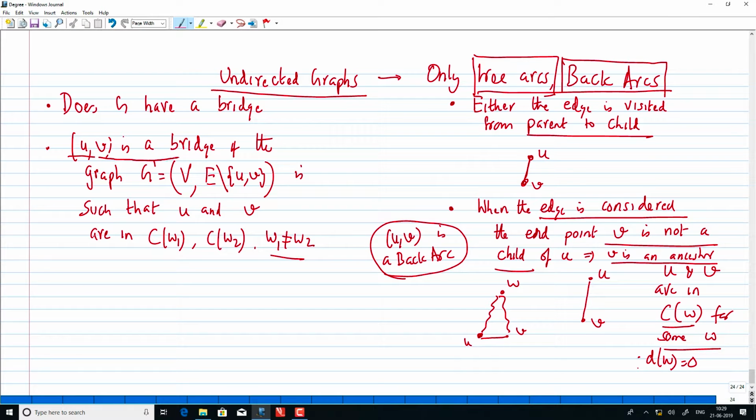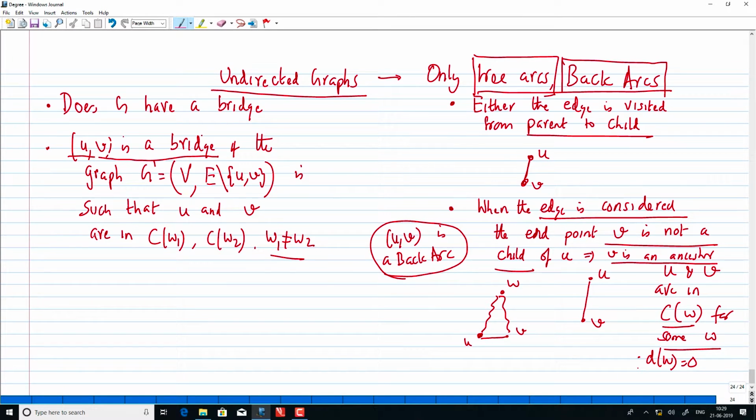So this is the definition of a bridge. I am defining it using the concepts of depth first search. Shortly, I will define it using the concepts of graph theory. You may already know this, right? But because I want to use depth first search, I am going to define it using the concepts that I have set up in the world of depth first search.